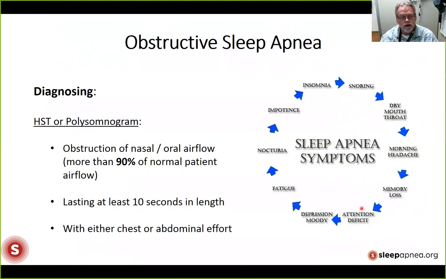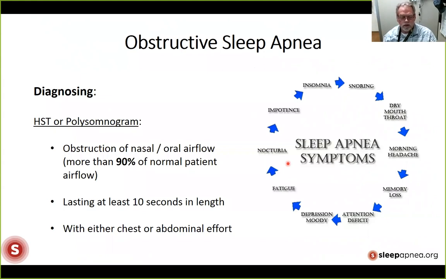Memory loss, even attention deficit. These cognitive abilities could be affected by the lack of oxygen or the breathing problems. Depression, moodiness, fatigue, nocturia: you could have frequent urination at night where you need to get up and go to the bathroom. Impotence. If that doesn't get the attention of some of you out there, you might want to think about that. So one of the common things we see in this big circle is that as we get older, sometimes we think these are just things happening to us because we're aging.